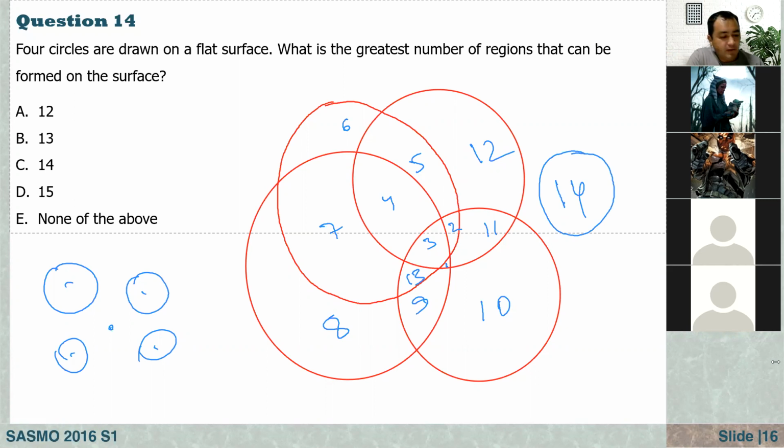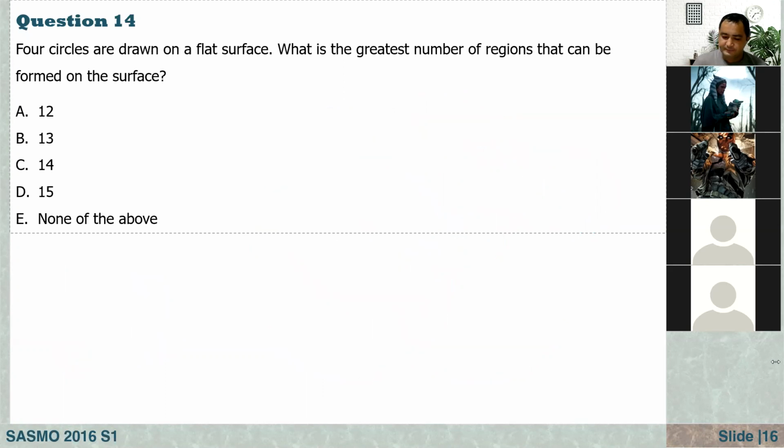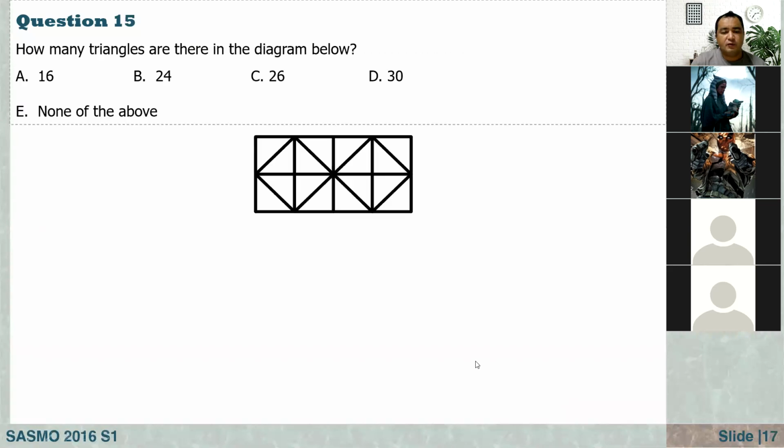Yes. All right. Raul, is that understood? Yes. Good. Let's solve one more question. Let's see who can solve this question correctly.